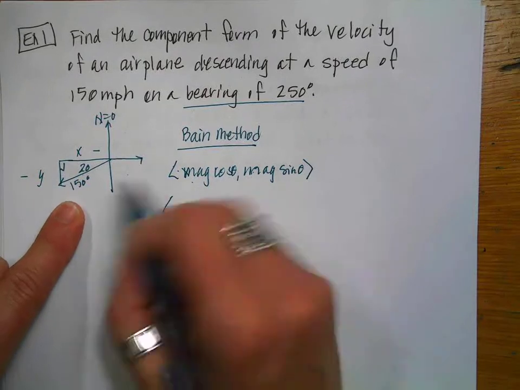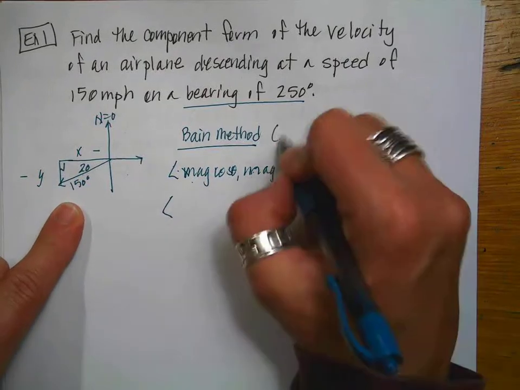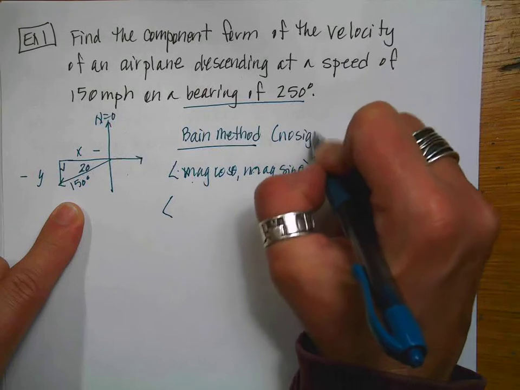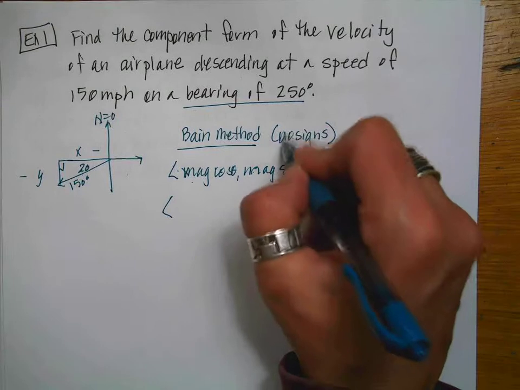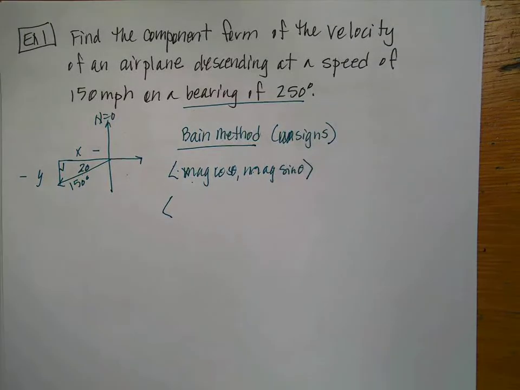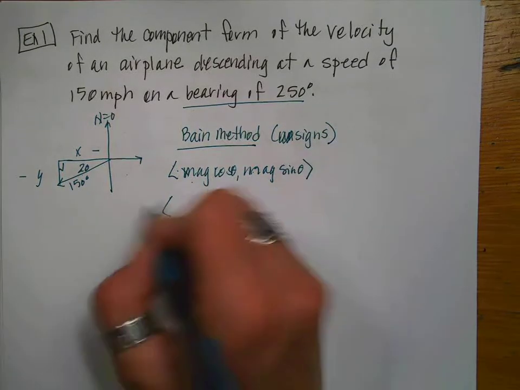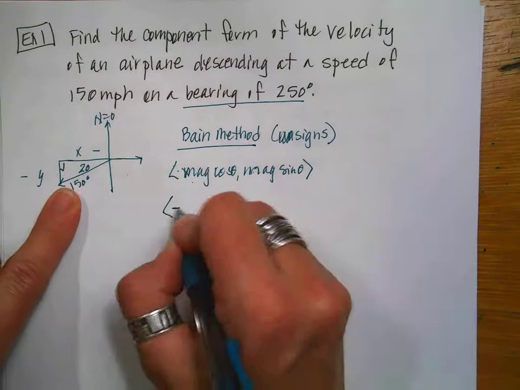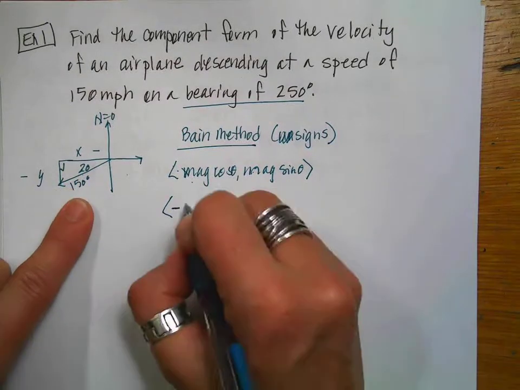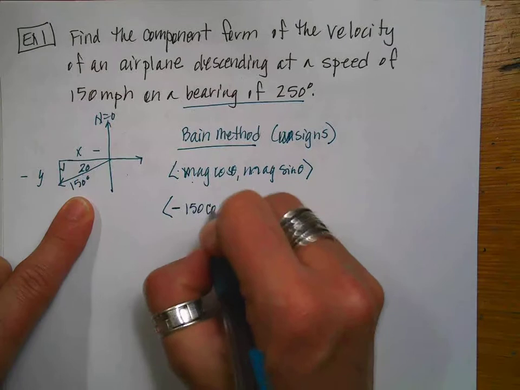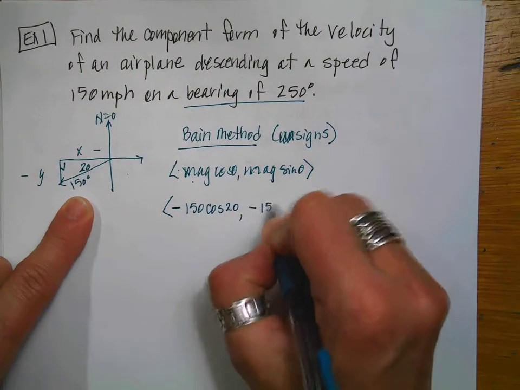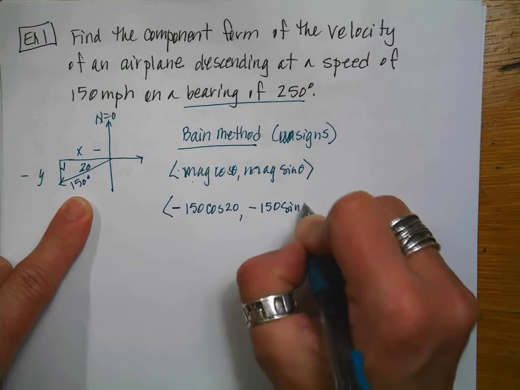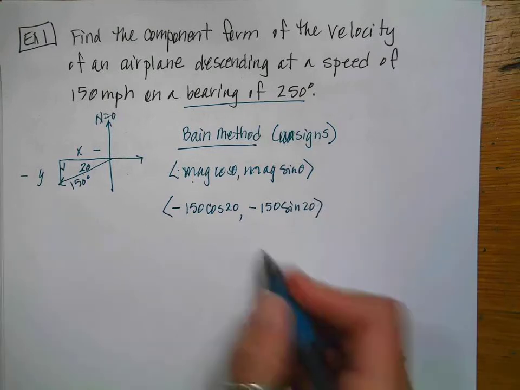So then for this vector, I don't have to manage signs, so I'm going to write no signs in my method. Okay, and actually I lied, I do have to have signs. It's the other method that I don't. So in this one, if I look at this, I know that my x component is negative, and I'm going to do 150 cosine 20, and I'm going to do a negative 150 sine 20.